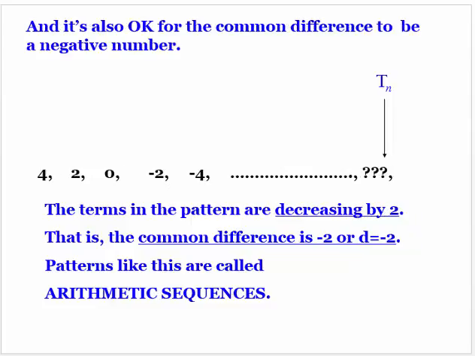Okay, it could be a negative number, so it doesn't have to be positive, it can be negative, it can be going down. It can be an account that you're withdrawing money from. It can be your home loan where you're paying money off and now you owe less. Okay, so the common difference here, well, it's decreasing by 2, so the common difference is -2.